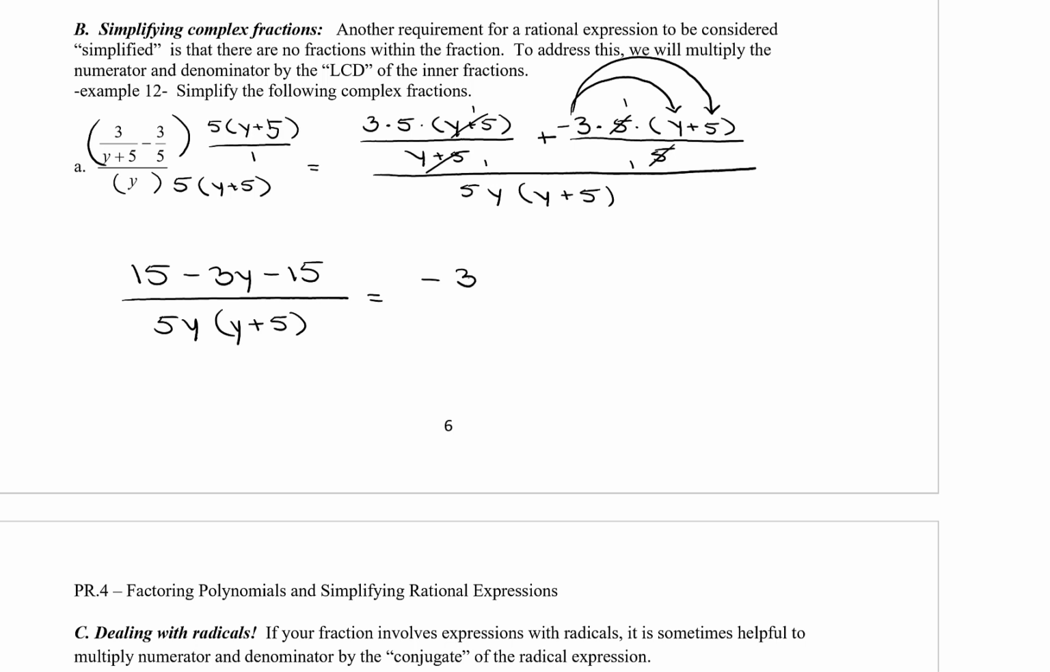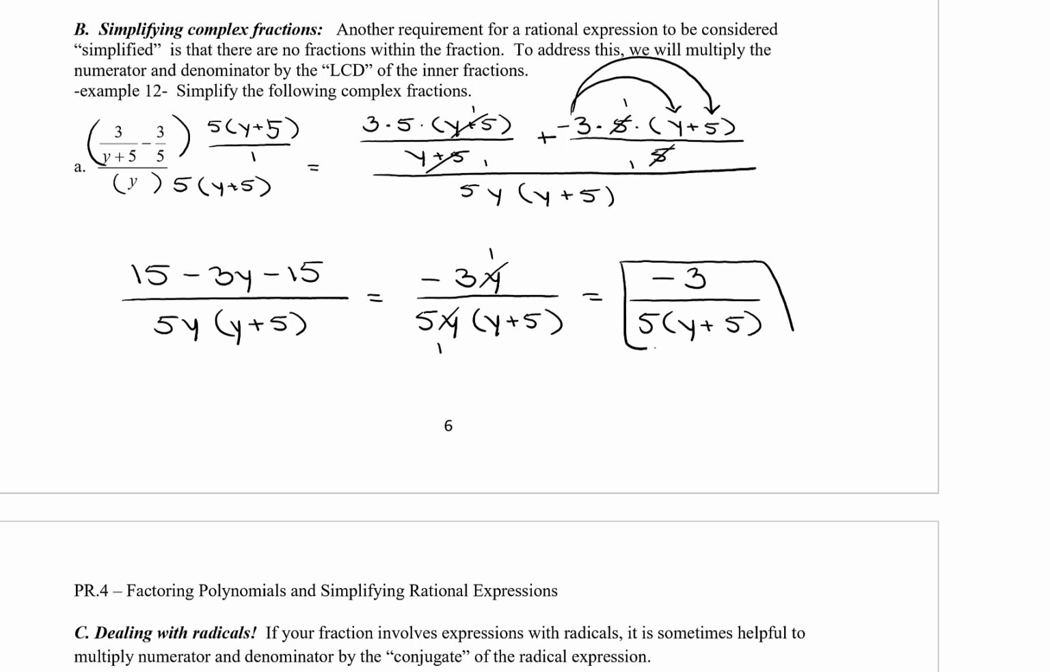The 15 and the minus 15 will add up to 0, and we'll just be left with negative 3y in the numerator over 5y times the quantity y plus 5. The y's will cancel out, and we'll be left with negative 3 over 5 times the quantity y plus 5. And I'm going to box that in.